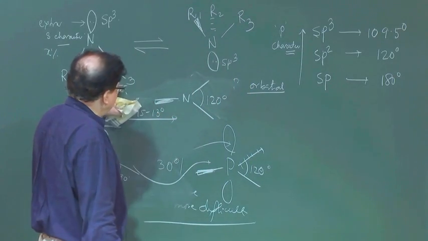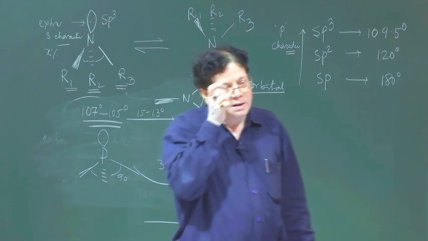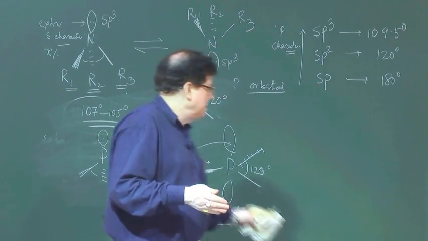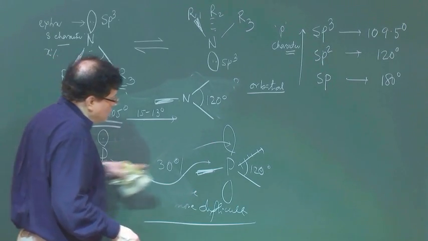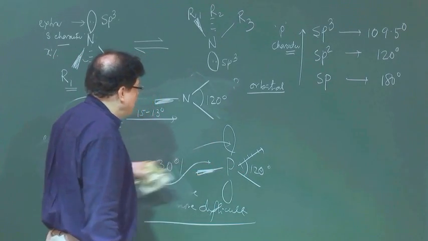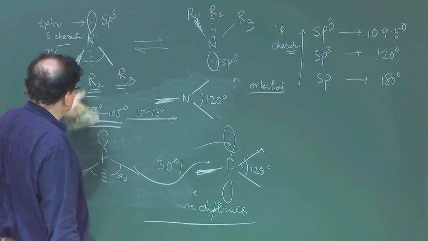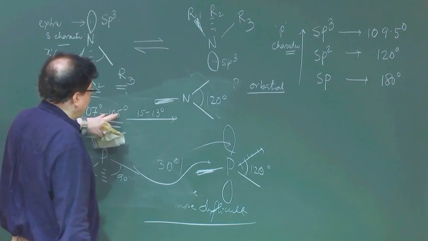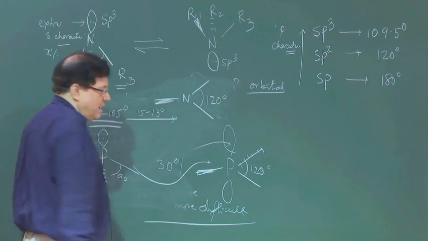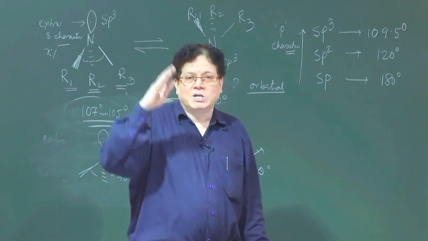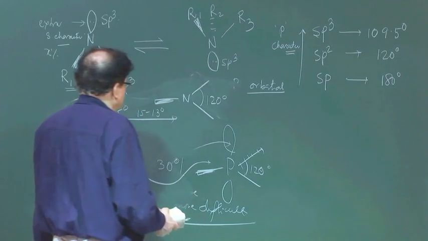So, you can explain as per the greater s character of the phosphorus lone pair, or you can explain in terms of this angle concept, that the angle was almost 90 earlier and you have to push it to 120 in the intermediate. So, it needs more energy than in the case of nitrogen, where the angle was about 107 to 105 degrees, and that is going to 120. So, it is a much smaller deformation in angle. That is why the inversion barrier in nitrogen is very low.